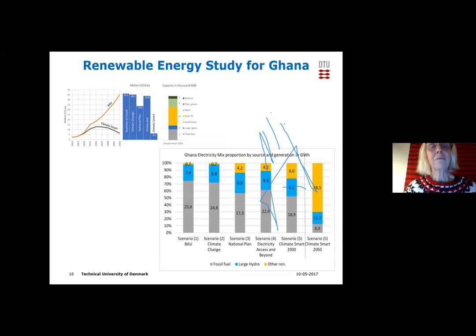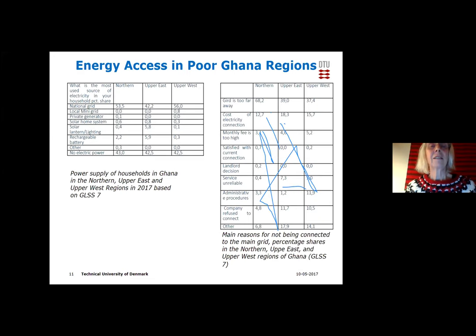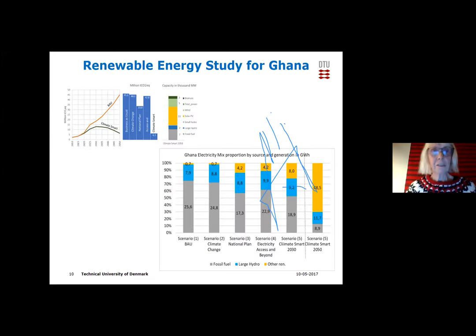Because as we know, Ghana is still developing their energy access for all, and they're still investing in fossil fuel-based power, grid-based power plants, like based on natural gas and so forth.